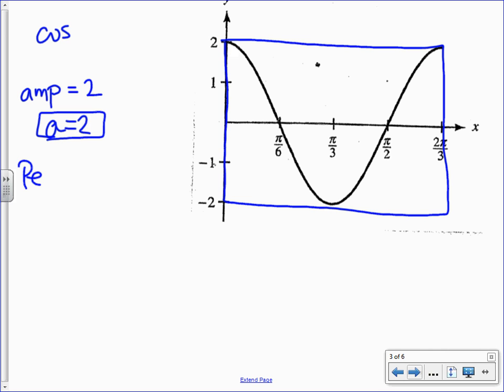Next, what is the period of our graph? 2 pi over 3. We start at 0. Our frame stops at 2 pi over 3. Okay? How do we find the period if we know B? Okay. So 2 pi over 3 should be the same as 2 pi divided by B. What's B?